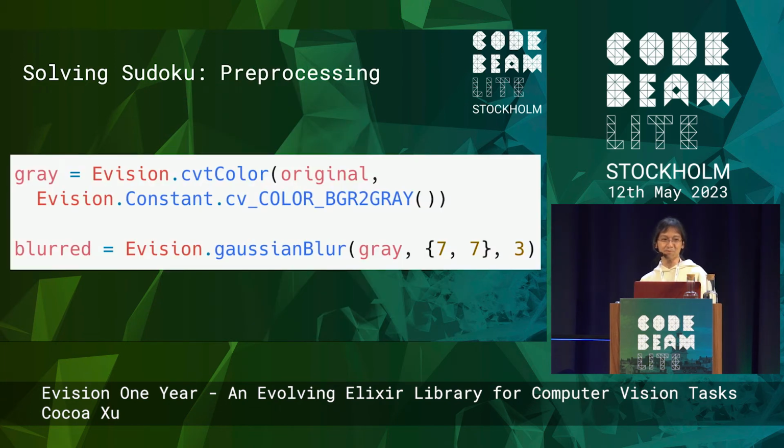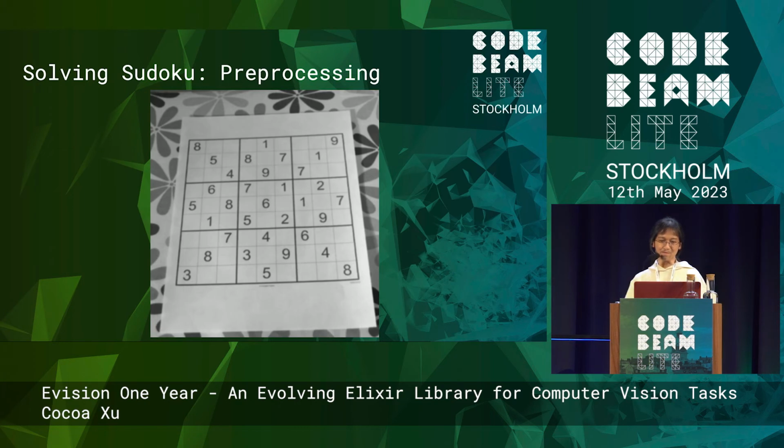And then we will do some pre-processing. Basically, we convert it to a grayscale image, and then we apply some Gaussian blur to the image so that we can better extract those digits and reduce the noise when you take the image. So this is the intermediate result after we apply those pre-processing steps.